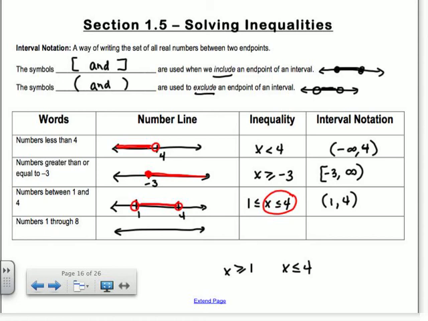But it's not greater than or equal to. Oh, that's right, it's not greater than or equal to, is it? So less than. 1 is less than x is less than 4.